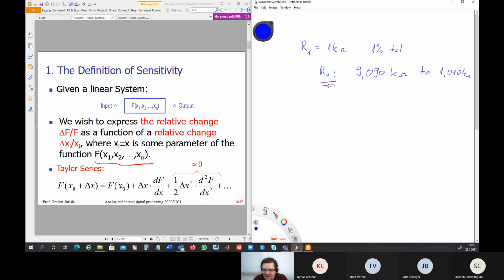So what will happen if we have 10 kilo ohms? If we have 10 kilo ohms, we again have 1% tolerance. So for us, it's better to look at what will happen if R1 changes in percent. So this is obviously delta R1 over R1. So this is the definition of, let's say, the percentage change. So this is one reason why we look at the relative change. There are also many other reasons that will be obvious later. This can be multiplied by 100, and then we have percent.